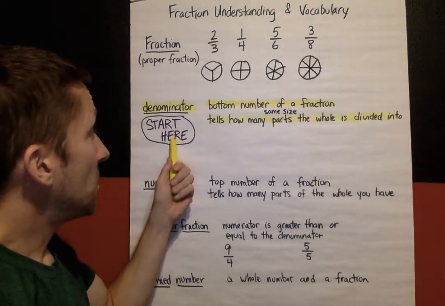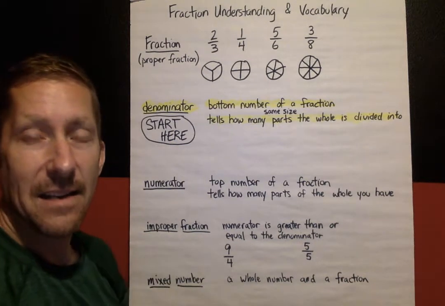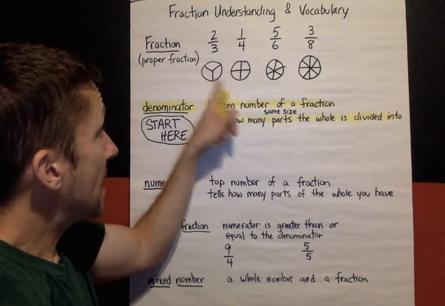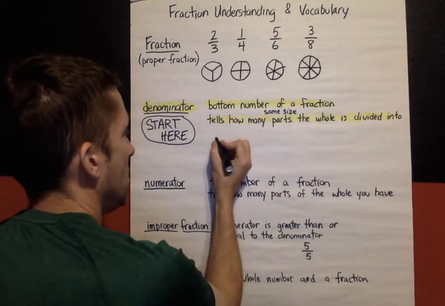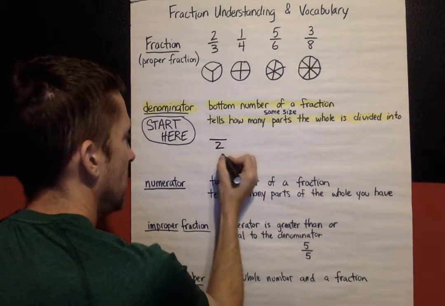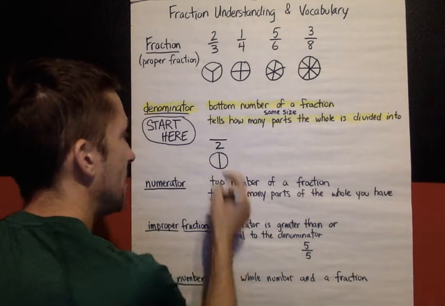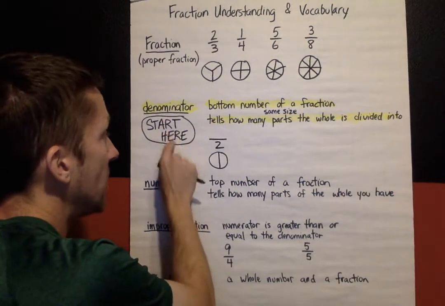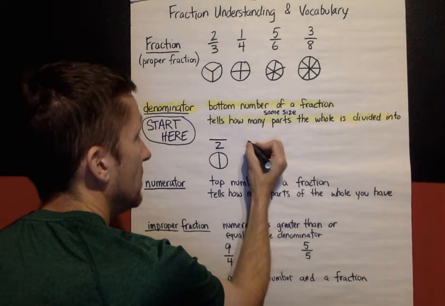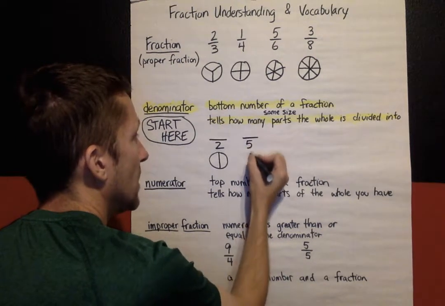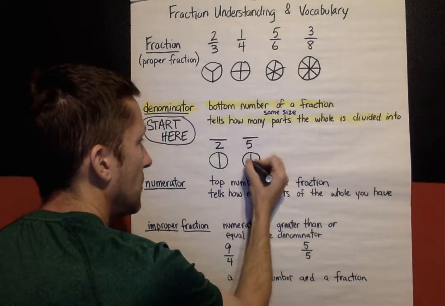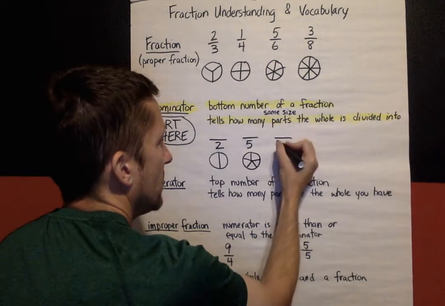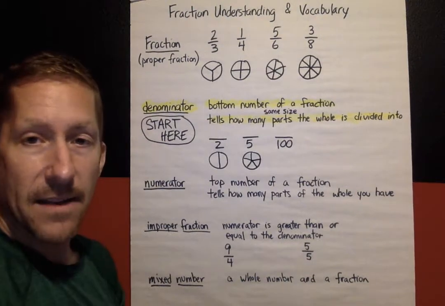Always, always, always start with the denominator, and you are locked in to what that denominator is. You can't change it. If it's a 3, you're thinking that. If it's a 2, let's do some more modeling here. If you see that, you are thinking this. Doesn't matter what the denominator is, doesn't matter what the numerator is. Start with the denominator. If my denominator is 5, I'm right away going to draw that. If my denominator is 100, a percent.